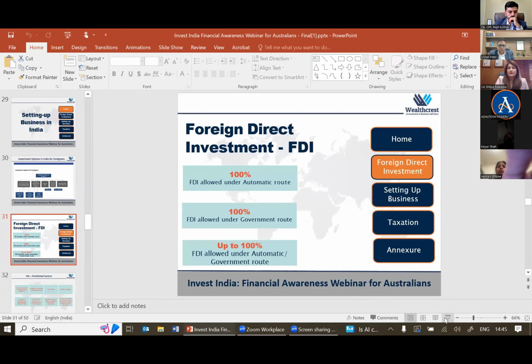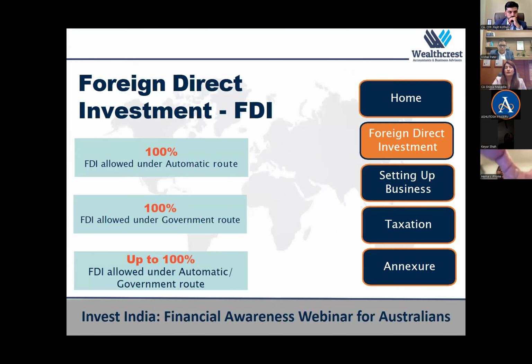Whenever it comes to investing in India, first you need to check the type of business you are going to do in India, whether it is allowed or not. If it is allowed, under which route it is allowed. First is FDI allowed under the automatic route. In this route, you don't need to take any approval from the government. The second route is the government approval route, wherein you need to apply for approval from the Indian government. And third is a route wherein up to a certain percentage it is allowed under the automatic route and the remaining percentage under the approval route.